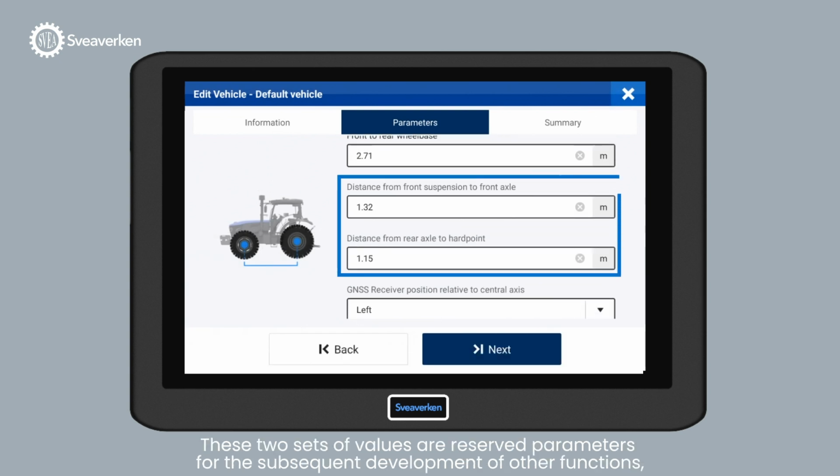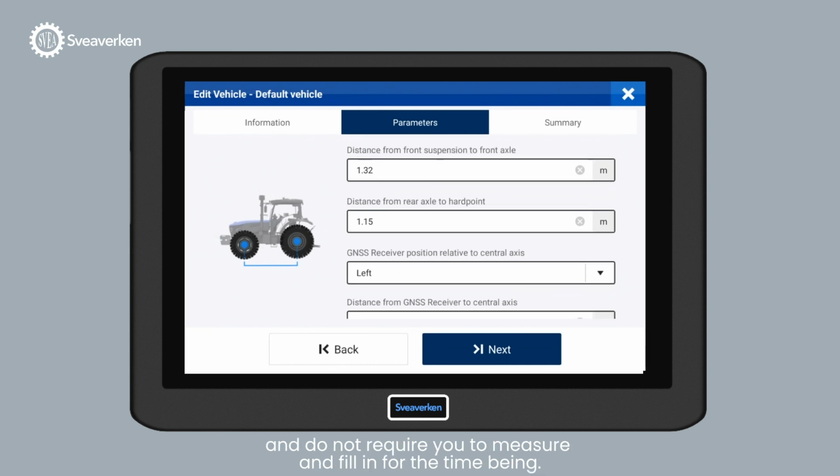These two sets of values are reserved parameters for the subsequent development of other functions and do not require you to measure and fill in for the time being.